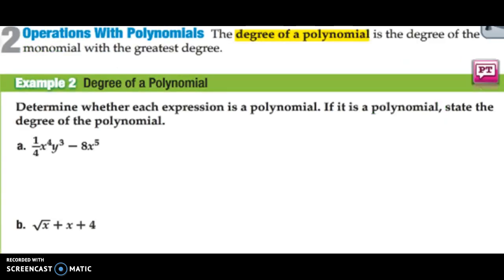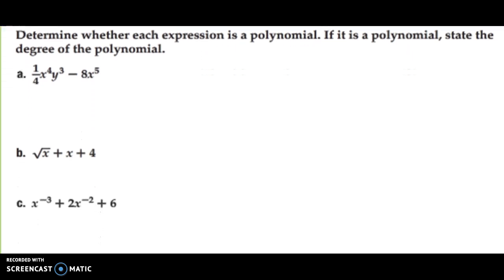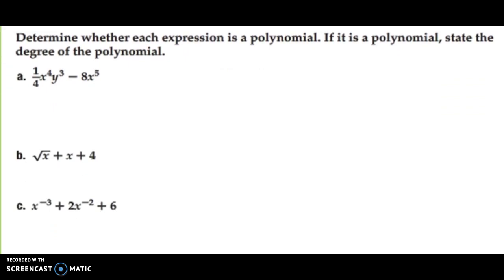The degree of a polynomial is the degree of the monomial with the greatest number. So, determine whether each expression is a polynomial. If it's a polynomial, state the degree of the polynomial. A couple things that we need to know about degrees of polynomials. Important information about polynomials is that everything has to be a monomial. It has to be a power that's a whole number and not negative.